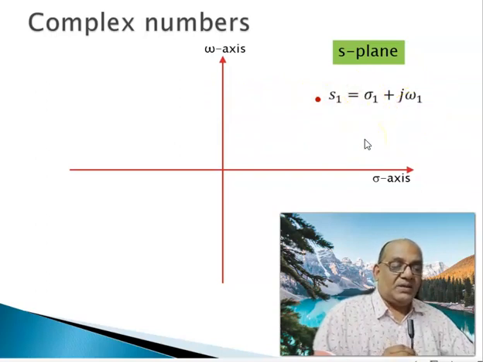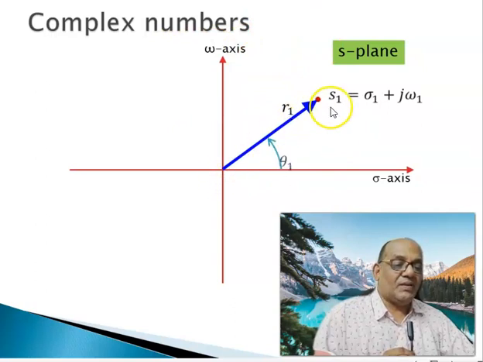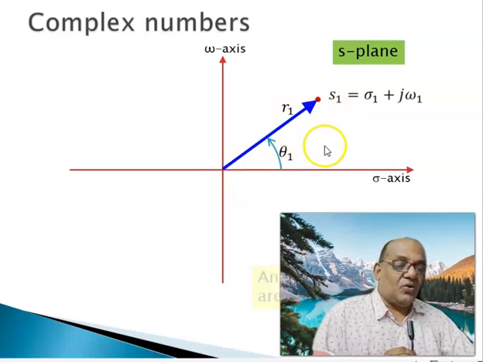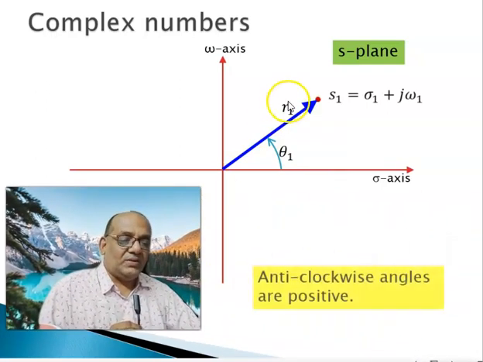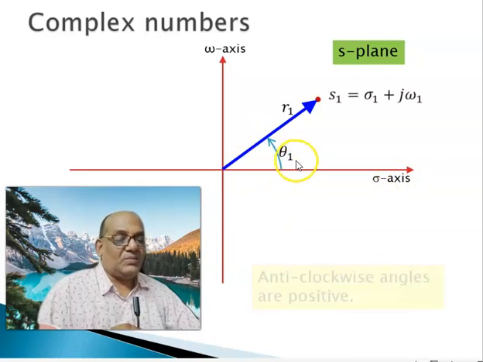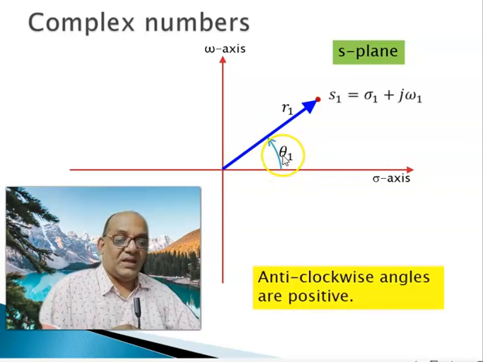We can represent this also as a vector going from the origin to the point. The length of this vector, r1, is also called the magnitude of the complex number, and along with this r1 you have an angle that it makes with the real axis. Our convention is that anti-clockwise angles are measured positive, that is, this theta 1 is positive.